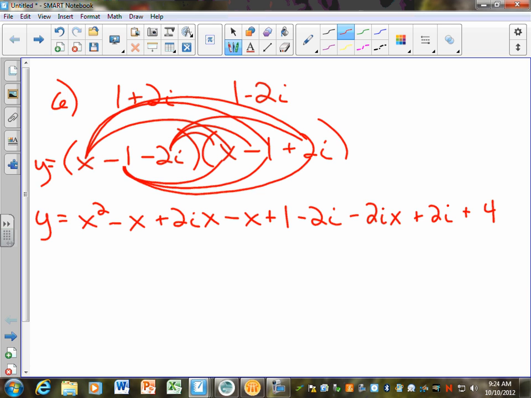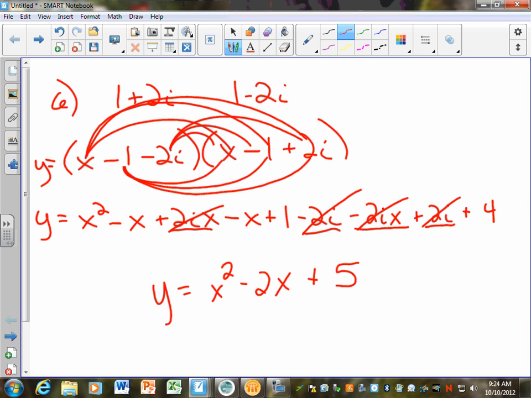And you should see that we have lots of our imaginary parts cancel. Positive 2ix and negative 2ix, those are going to cancel out. Negative 2i and positive 2i, those are going to cancel out. And then I just have all real numbers here. X squared, negative x and negative x is negative 2x. And 1 plus 4 is 5. This would be an example, just like 21, that the answers are both imaginary. There's 2 zeros to this, and it's actually 2 imaginary zeros. And if you did the quadratic formula, you would get back 1 plus or minus 2i.